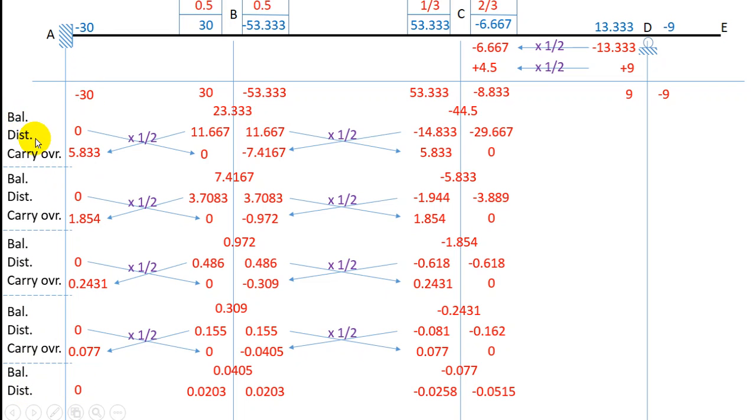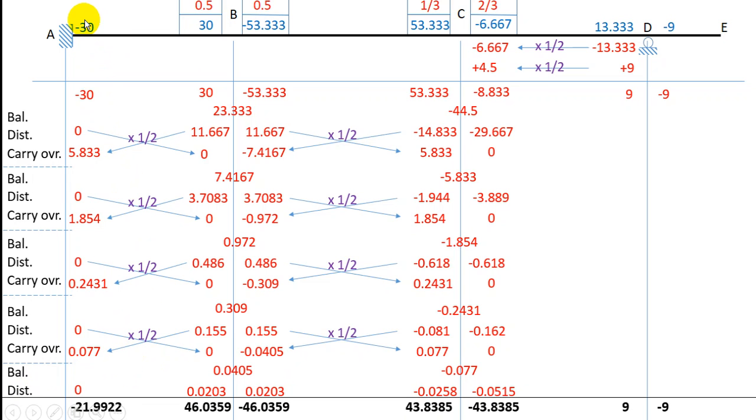Actually in our case 4 iterations were enough, but since it was ending on the carryover step, I had to do another iteration and end it on the distribution step. Now basically our iteration process is over, and we just have to sum it up to get the final moments. So let us sum it up here. We'll add all the vertical values right from this -30 till this 0, and we get this moment. Again we'll add all the vertical values. You should add these values.